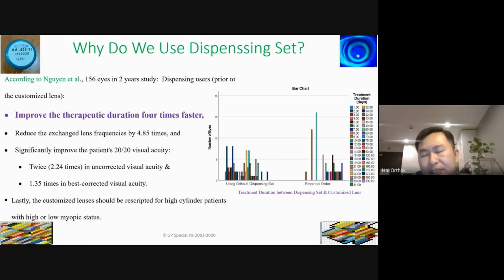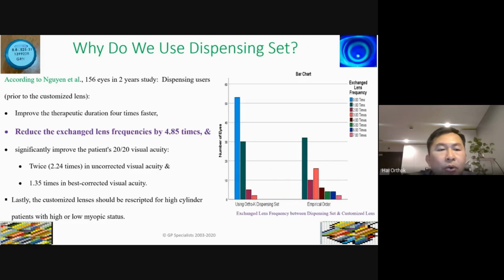20/80, then you customize the lens. And that's where you can get a better correction on your therapeutic treatment for the patient. Well, and if you use a customized lens, we see that practitioners who use the dispensing set improve the frequency of exchanging lens. Over here, we see the dispensing set users did not change the lens for a lot of cases. And there's more exchange of lens with the customized lens for those who use the customized lens.